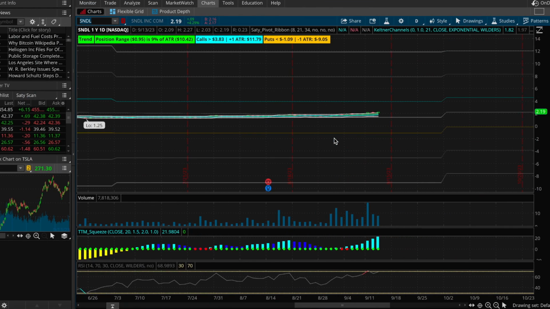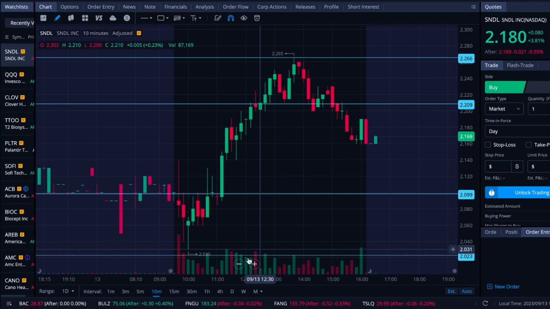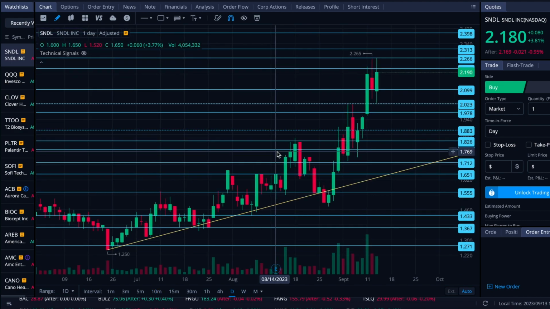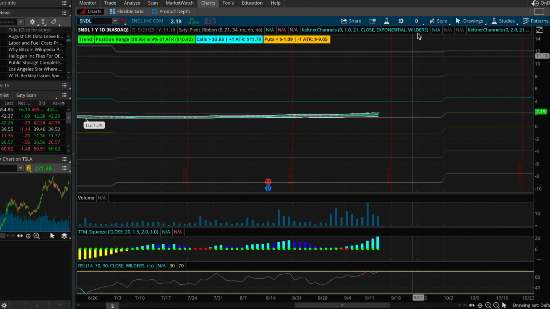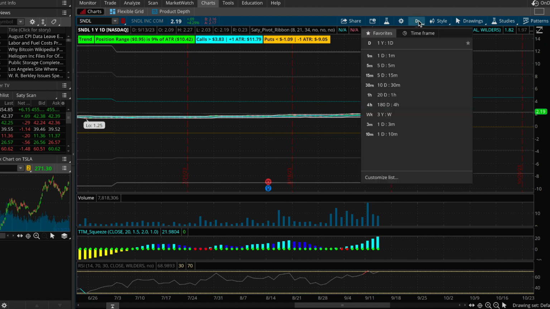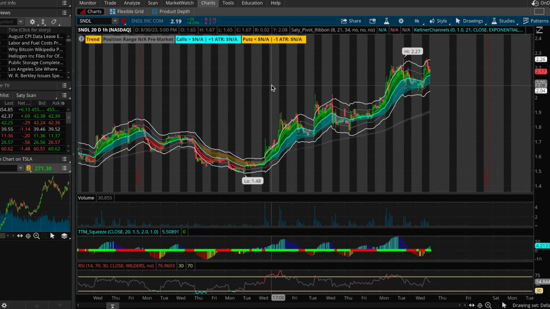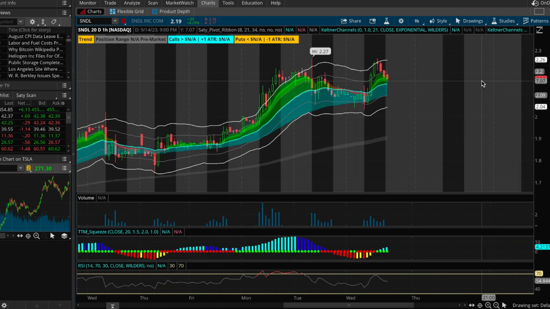Now the Thinkorswim study, as you can see, on the daily chart, which is what we had put these levels in on, doesn't work because it's too flat for too long, too low of a price. So we're going to go down to the 1 hour and see how the price action is looking.